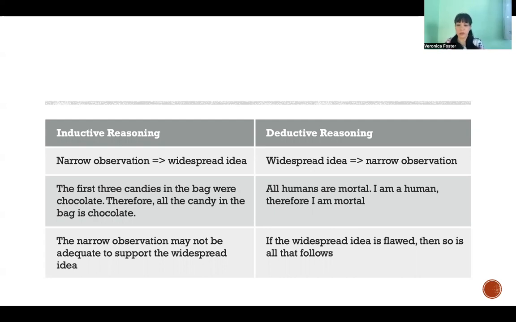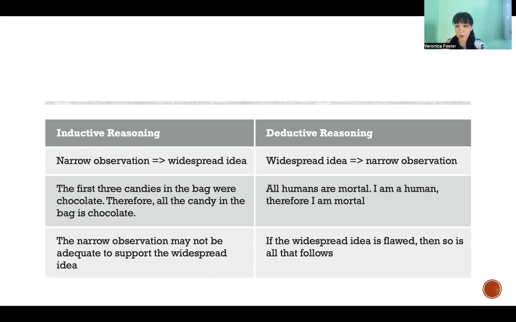So in deductive reasoning, we're going in the opposite direction. Here we're starting with a broad idea and basing our conclusions on that broad idea. We kind of work backwards down to the narrow observation. So for example, all humans are mortal. That's the initial widespread idea. I am human, therefore I am mortal. So based on my widespread idea, I worked my way backwards to a more narrow observation that because I am human, therefore I am mortal.